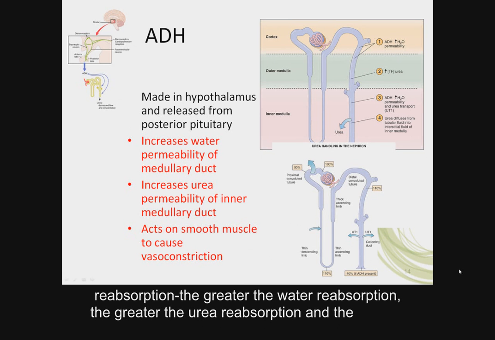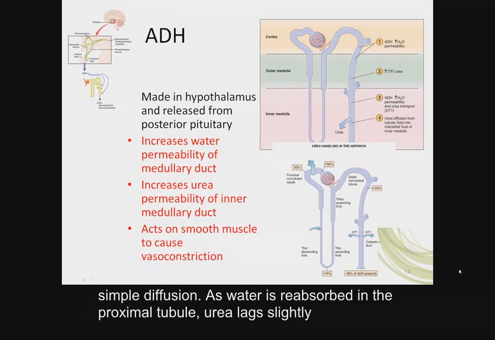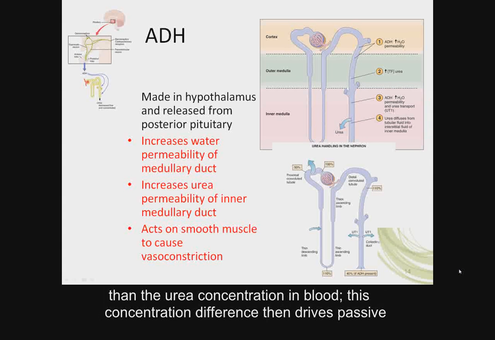The greater the water reabsorption, the greater the urea reabsorption, and the lower the urea excretion. In the proximal tubule, 50% of the filtered urea is reabsorbed by simple diffusion. As water is reabsorbed in the proximal tubule, urea lags slightly behind, causing the urea concentration in the tubular lumen to become slightly higher than the urea concentration in blood. This concentration difference then drives passive urea reabsorption.